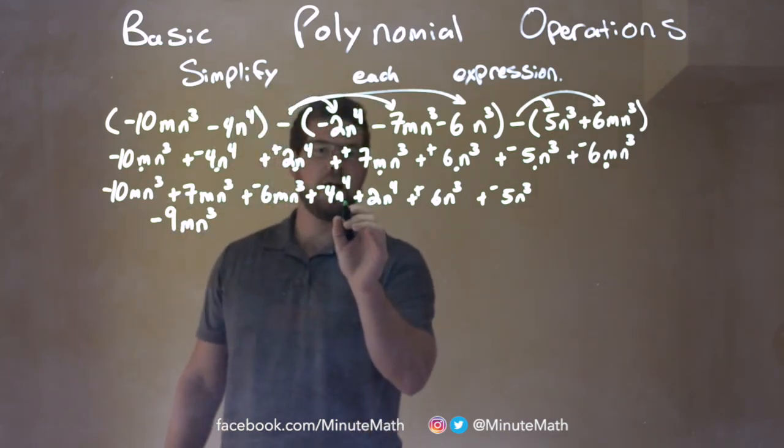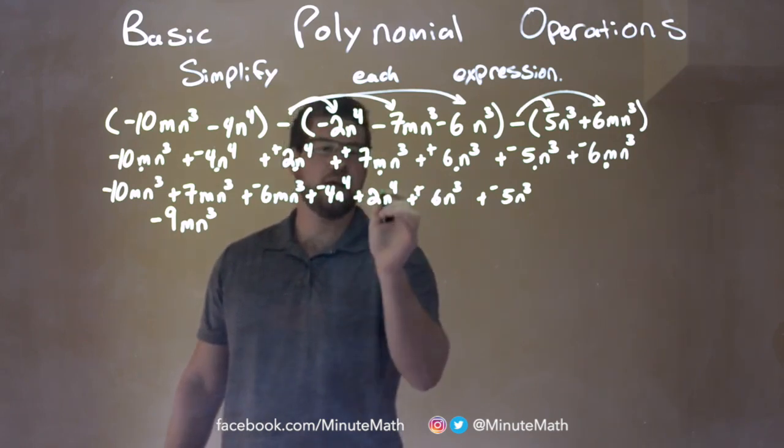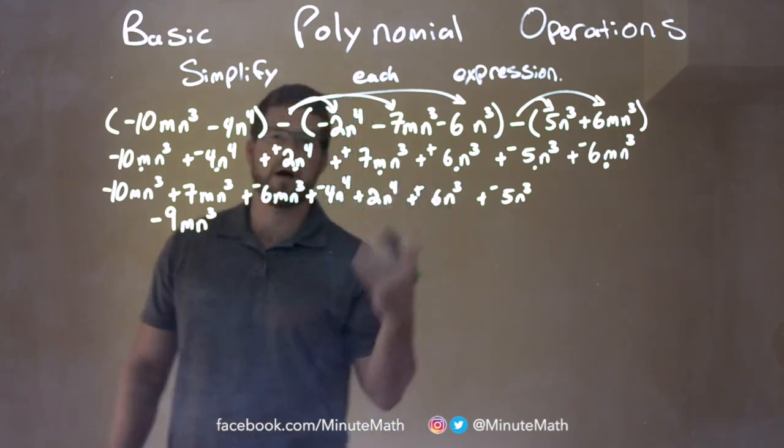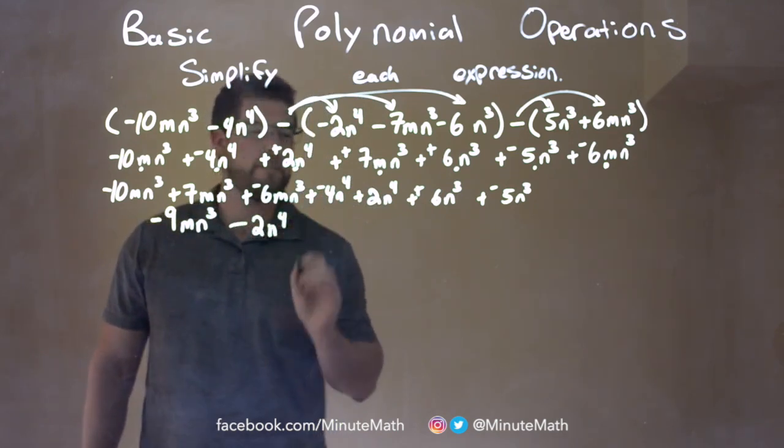So the next ones here we have to the fourth power. Well, we have 2 of them. We have negative 4n to the fourth and a positive 2n to the fourth, which is a minus 2n to the fourth. So we have a minus 2n to the fourth power right here.